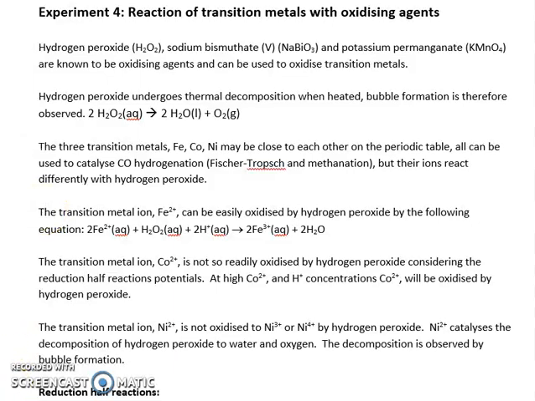Now cobalt 2 plus and nickel 2 plus are not readily oxidized by hydrogen peroxide. Cobalt 2 plus and nickel 2 plus are already very stable oxidation states. So when cobalt 2 plus and nickel 2 plus are mixed with hydrogen peroxide, they are not readily oxidized. And the only thing that one would observe is the decomposition of the hydrogen peroxide to water and oxygen.